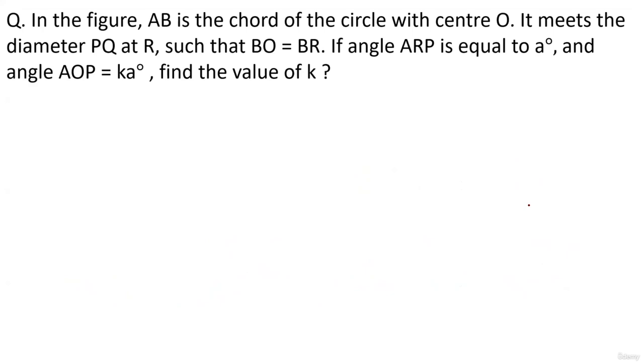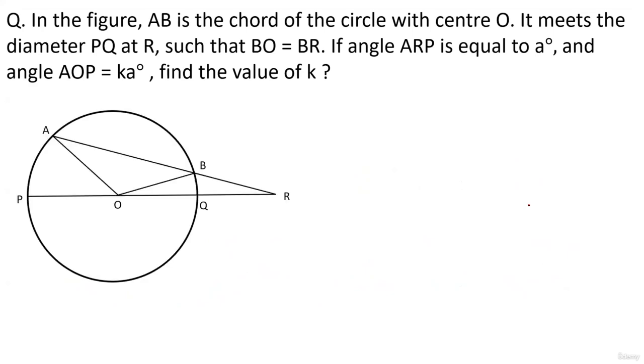So please try it out. In the figure, AB is the chord of the circle with center O. It meets the diameter PQ at R such that BO is equal to BR. If angle ARP is equal to A degrees and angle AOP is equal to KA degrees, find the value of K. So you can just pause the video and try it out and then we'll discuss.